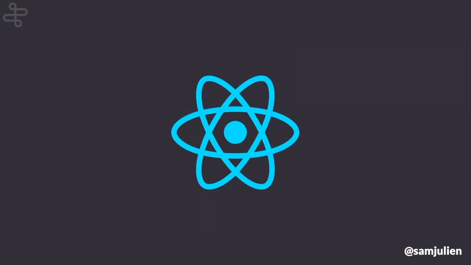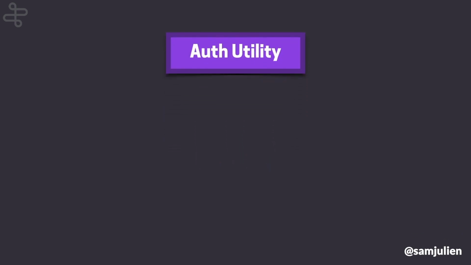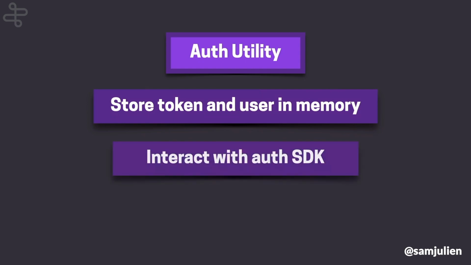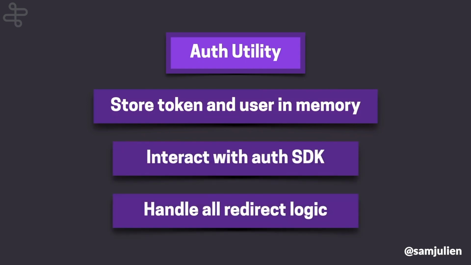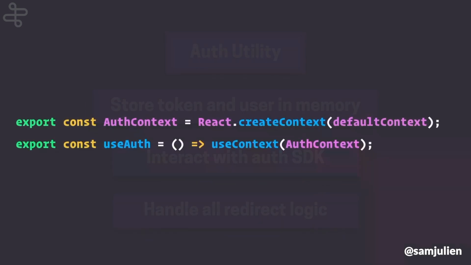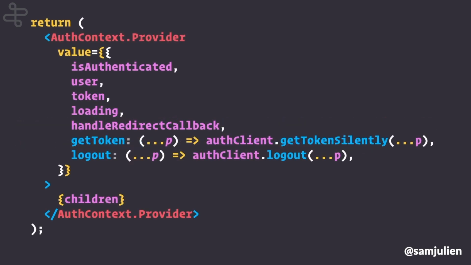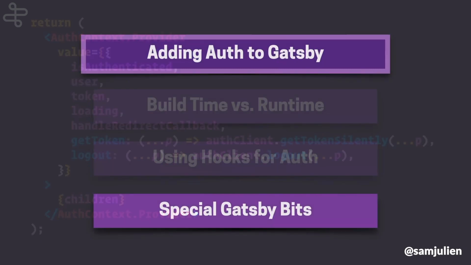So in React, we get to use hooks and context to build this nice auth utility that provides a context that does things like stores the user and the token, interacts with the auth SDK, and handles all our redirect logic. So we create a context and then a hook for that context, and we ultimately return this provider that has all of our values and functions. And then we run into these weird Gatsby things, and that's just because of the build process, which is actually your friend in the end, but it can trip you up.